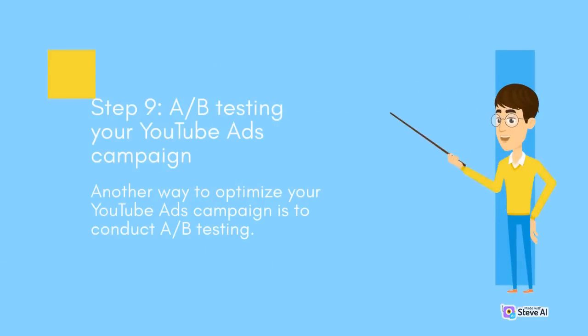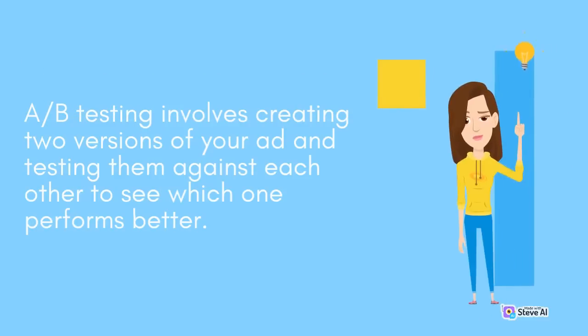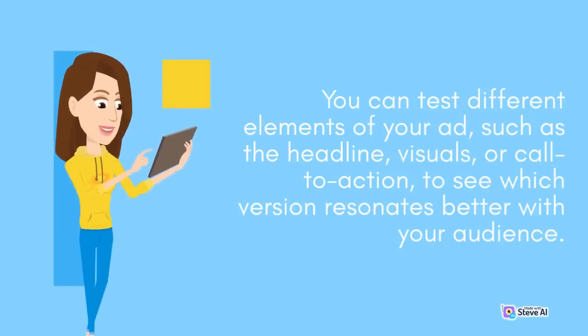Step 9. A/B testing your YouTube ads campaign. Another way to optimize your YouTube ads campaign is to conduct A/B testing. A/B testing involves creating two versions of your ad and testing them against each other to see which one performs better. You can test different elements of your ad, such as the headline, visuals, or call to action, to see which version resonates better with your audience.